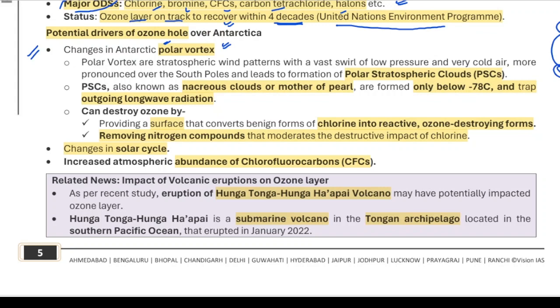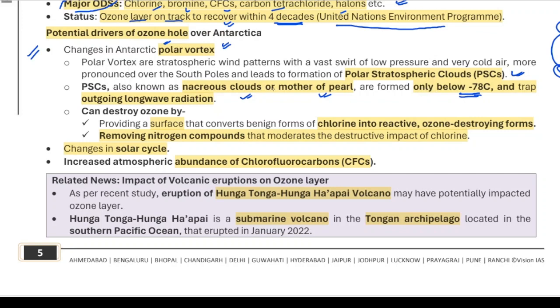Here also, means on the Arctic as well as Antarctic. So this polar vortex, what does this create? It creates the polar stratospheric clouds. These clouds are also called Nacreous clouds and mother of pearl. There are many names for it. You have to remember all, because sometimes UPSC may ask with the other name also. You must remember it.